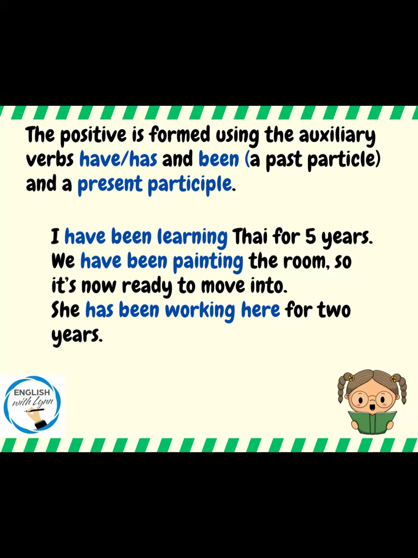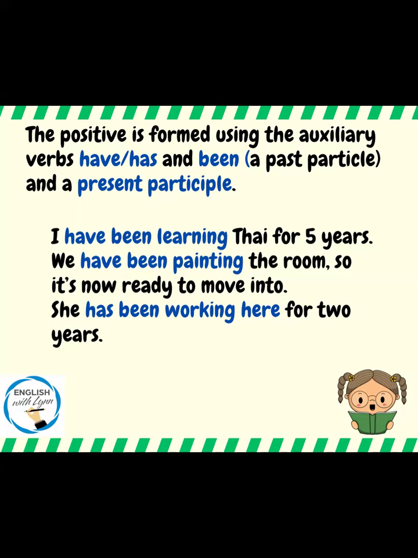The next one, we have been painting the room, is kind of a recently finished activity. And the second part of the sentence tells you that. So it's now ready to move into. And notice you have got the present simple as well as the present perfect progressive. So you've got two different tenses within one sentence there.